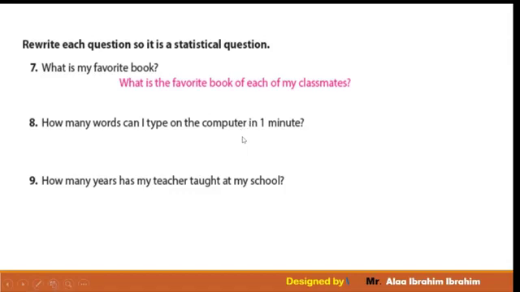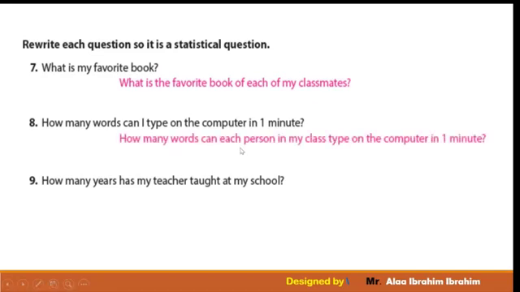How many words can I type? So I have to change this. So how many words can each person in my class type on the computer in 1 minute? So I make it as each person. How many years has my teacher taught at my school? My teacher means I had one teacher. So I have to change it like this. How many years has each teacher taught at my school?